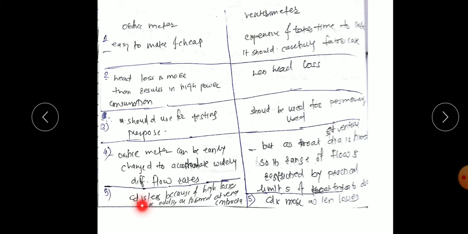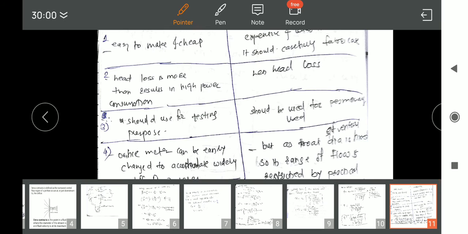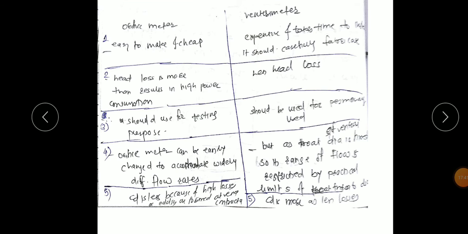One more point: the Cd of the orifice meter is less because of the high losses. The coefficient of discharge, that means actual flow rate upon theoretical flow rate, is less because of the high losses, and eddies are formed at the vena contracta. But as compared to that, with the diverging section used in the venturimeter, Cd is more.